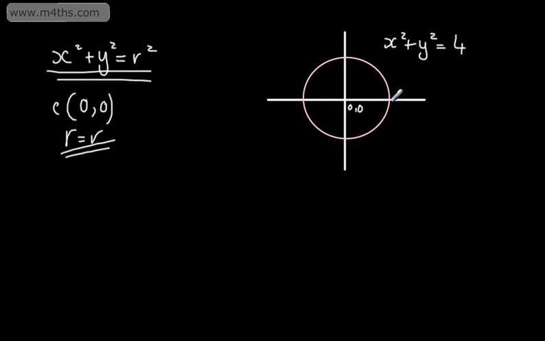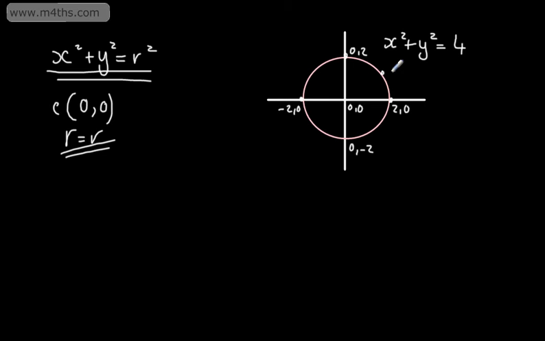Let's look at some points on here. If we have this point just here, this is 2, 0. 2 squared is 4, 0 squared is 0, that equals 4. This point just here is 0, 2. X is 0, 0 squared is 0, 2 squared gives us 4. This point just here is negative 2, 0, and this point is 0, negative 2.